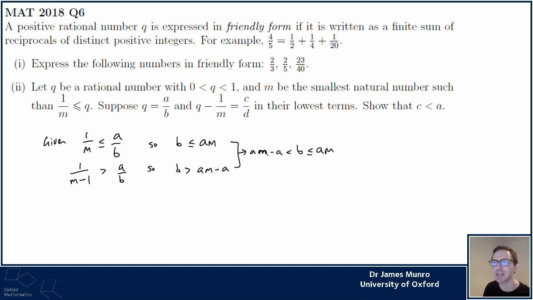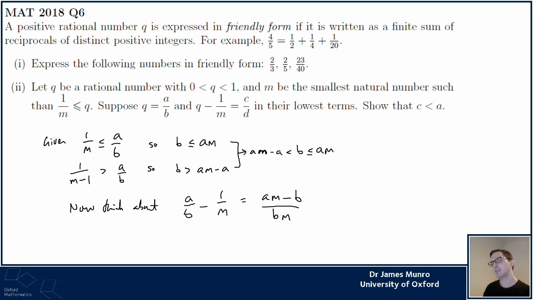Okay, looks good. Right, what do I actually want? I want to think about a over b minus 1 over m. I've got a lot of am's around, so maybe I want to write this as one fraction. I suppose I'm going towards writing this as c over d, so maybe I want to write this as (am minus b) over bm. I don't know if that's in lowest terms or not. I'm told that c over d is that fraction written in lowest terms. Are there any common factors in there? I think maybe there could be. It's not obvious that there aren't.